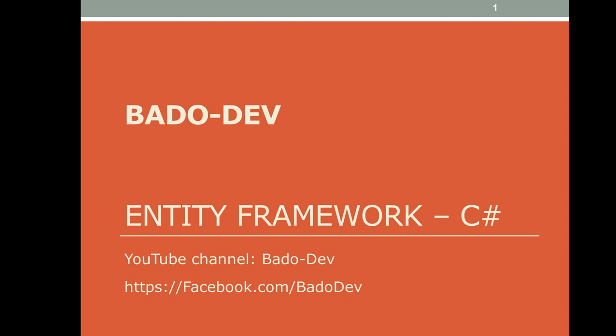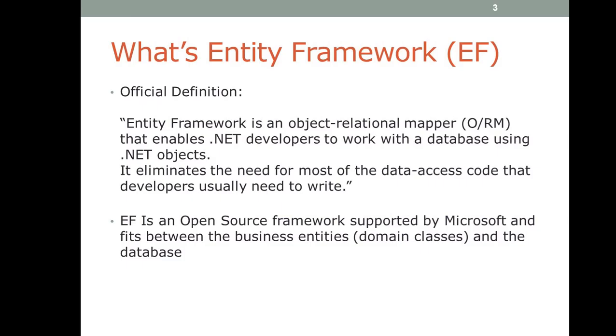In this video we will talk about Entity Framework and C#. What is Entity Framework? The official definition says that Entity Framework is an object relational mapper that enables .NET developers to work with a database using .NET objects. It eliminates the need for most of the data access code that developers usually need to write. Entity Framework is an open source framework supported by Microsoft and fits between the business entities and the database.